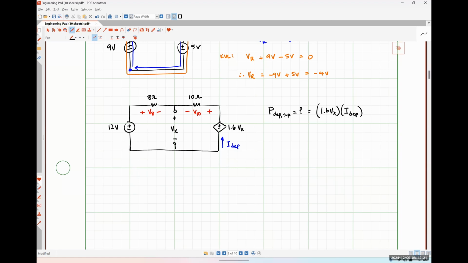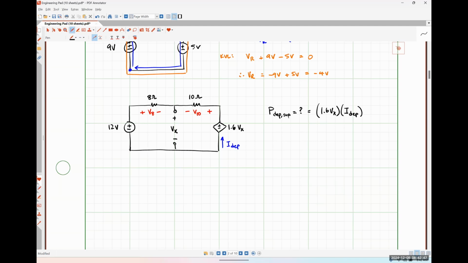Okay. So we've now broken this problem into two smallerish steps. We need to figure out what Vx is, and we need to figure out what I dependent is. Okay. So how might we go about doing that? Well, the only things that we've covered to this point are Kirchhoff's voltage law and Ohm's law. So I feel like it's going to involve those two things.